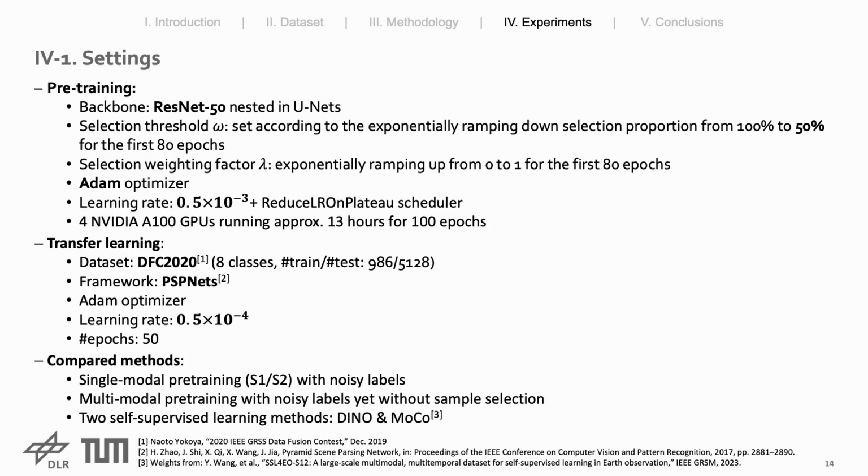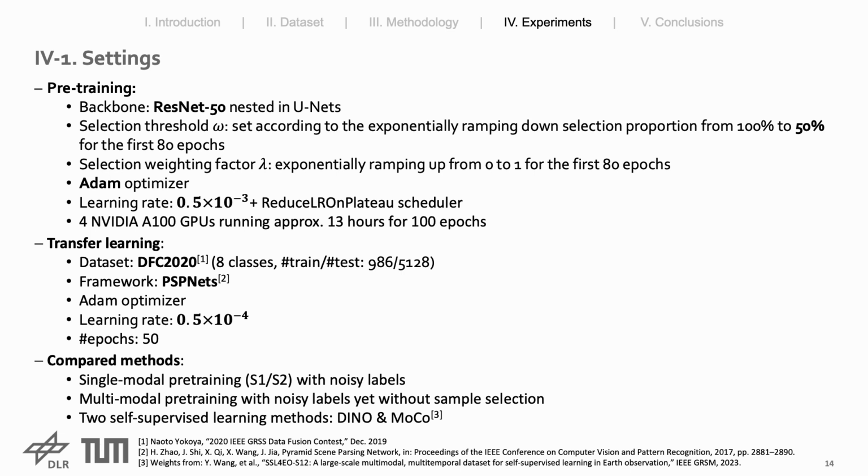In the experiments, we pre-trained ResNet50 nested in UNet with the proposed CromSS for 100 epochs. The selection threshold omega is set according to the exponentially ramping down selection proportion from 100% to 50% for the first 80 epochs. The selection weighting factor gamma is at the same time ramping up from 0 to 1.